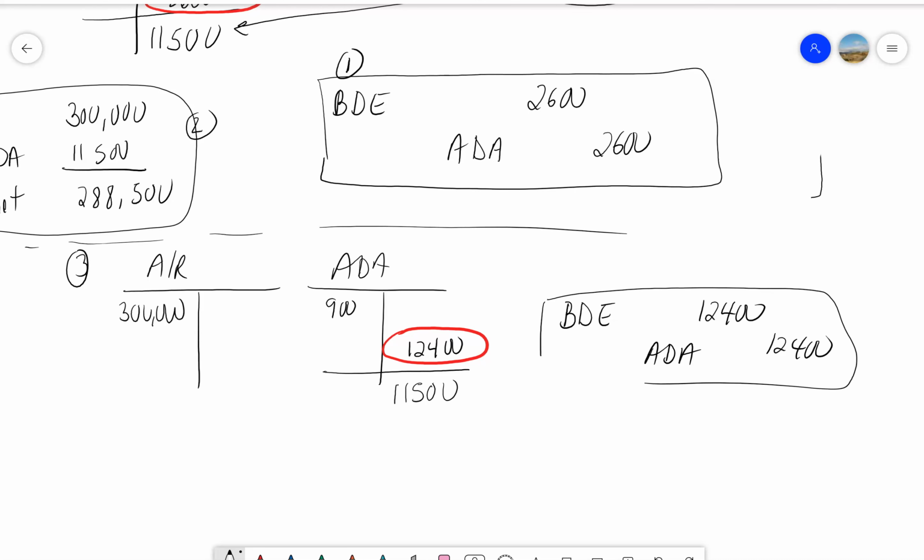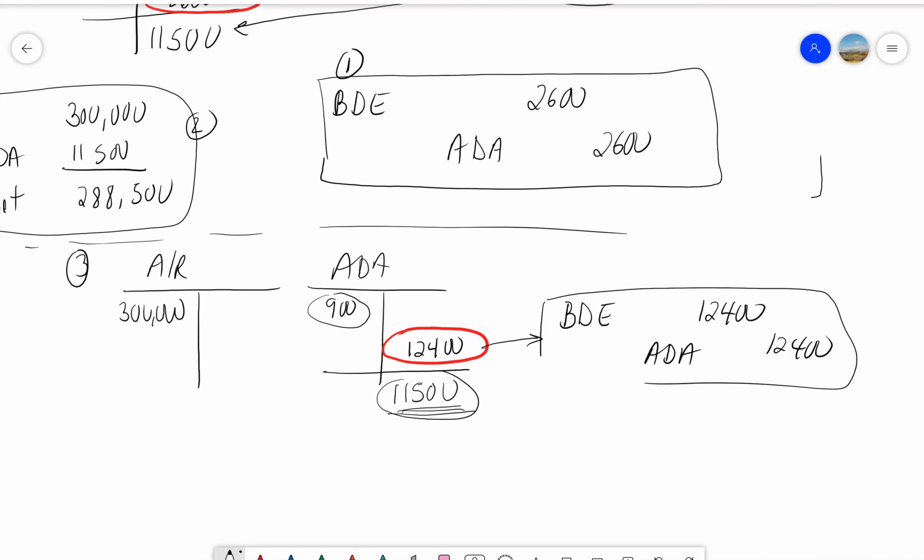So once again, using the aging method, we figure out what the target balance in our ADA account should be based on the aging schedule, but the amount of our adjustment is the missing amount that's going to get us from the unadjusted balance to where we want to be. So that's the difference with the aging approach.